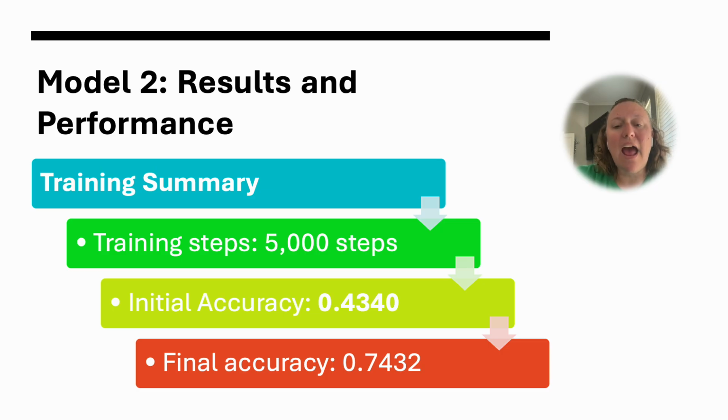Now let's take a look at how this improved our model performance. The results clearly demonstrate the value of appropriate architecture design. The model started at a 43.40% accuracy. However, as training progressed, by step 1000, the accuracy had reached 61.85%, which was already catching up to the original model.